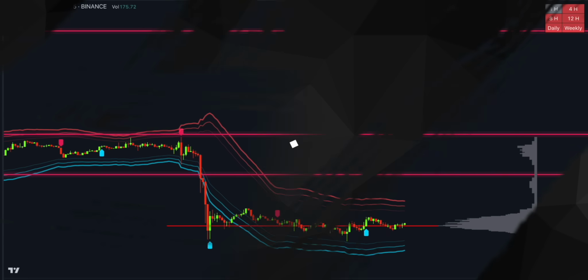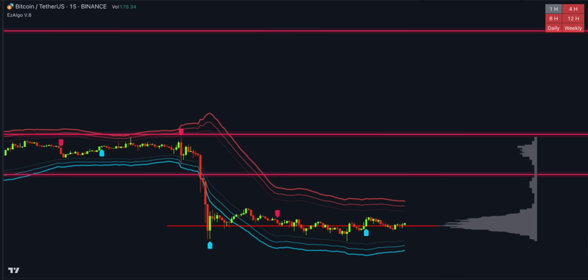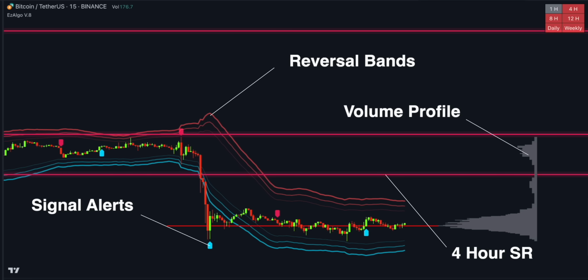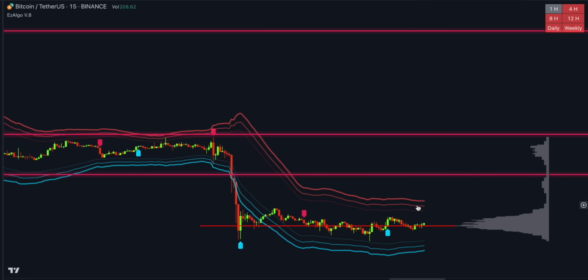By default, this tool comes with at least 7 different features that give you pretty much all the information you need about the price. Currently, I have enabled buy and sell signals, reversal bands, 4-hour support and resistance levels, and the volume profile. The reversal bands act as dynamic support and resistance. The signals are highly accurate, especially when price gets rejected by both dynamic and fixed levels.